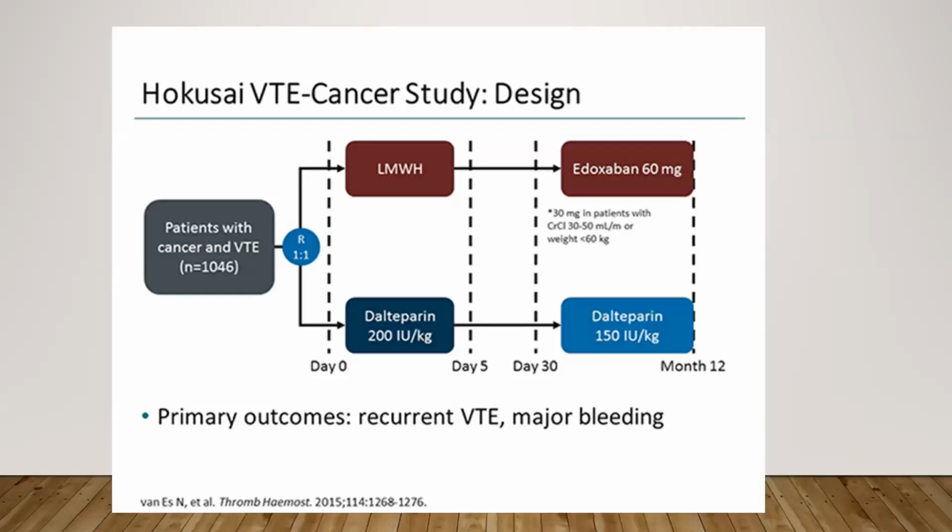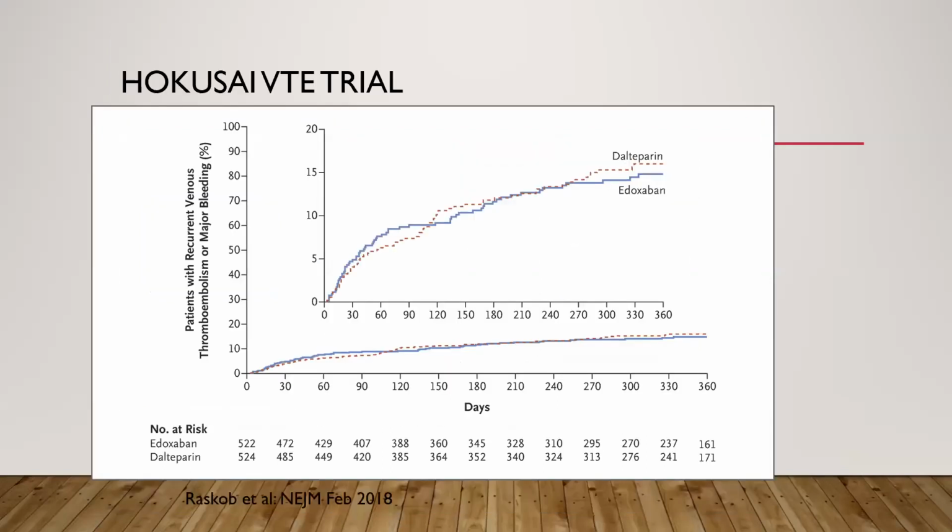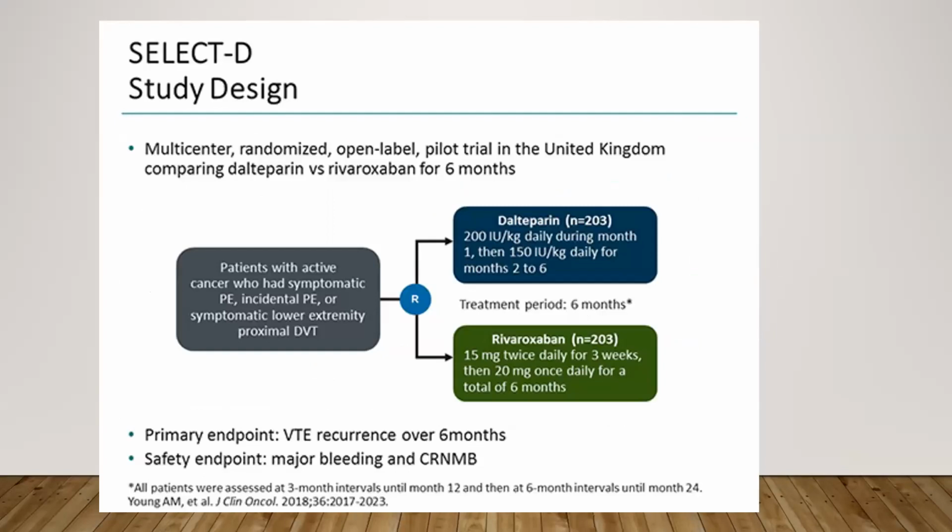Recurrent VTE and major bleed were the primary outcomes. When the dust settled, there was not much difference in terms of recurrent VTE or major bleeds between those two agents, so either can do. Then the SELECT-D trial, again in patients with active cancer who have symptomatic PE, incidental PE, or symptomatic lower limb proximal DVT.